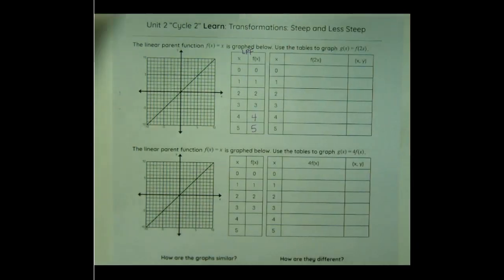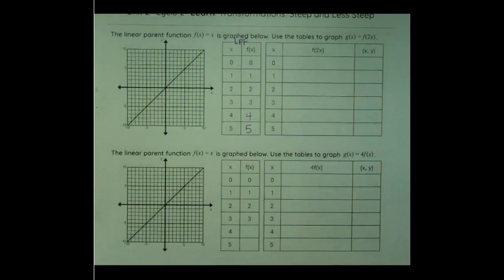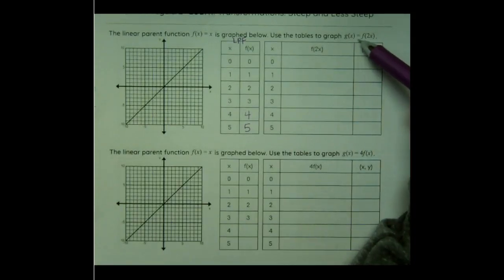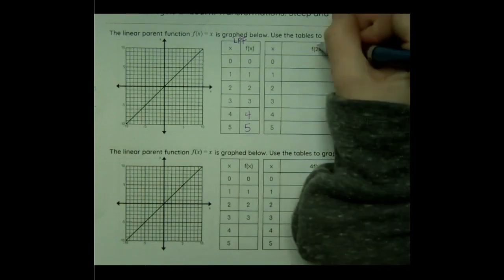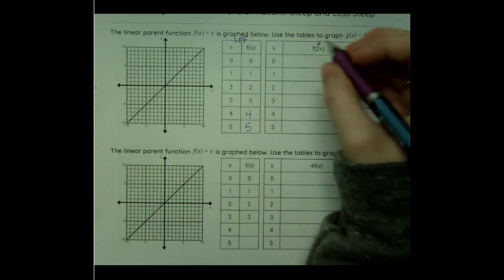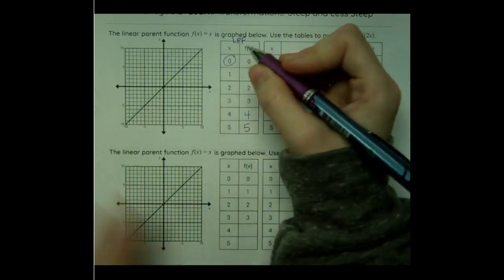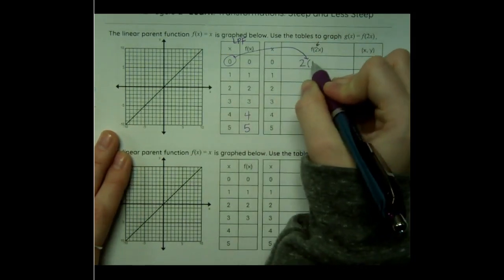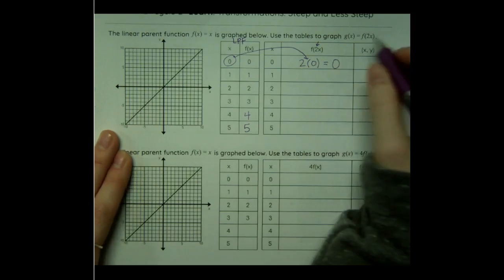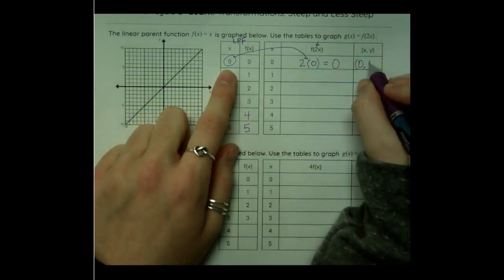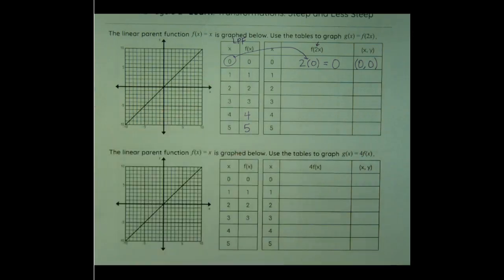Okay, so now what we're going to do is we're going to change this up a little bit. We have a new formula, g of x equals f of 2x. So we're going to take 2 and multiply it by our x's. So we're going to take the x, we're going to plug that x in, so 2 times 0 is 0. So I started with an x of 0, I ended with a y of 0.